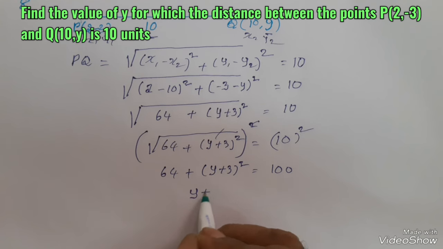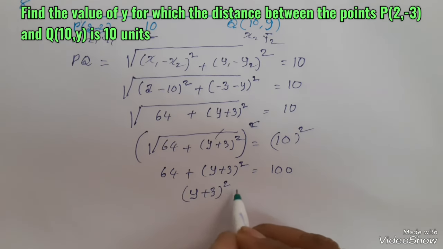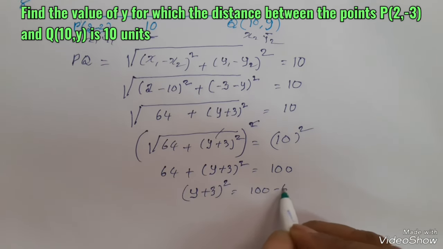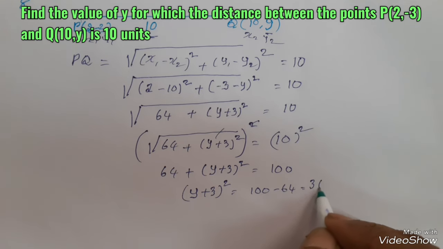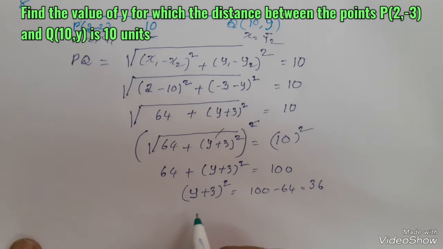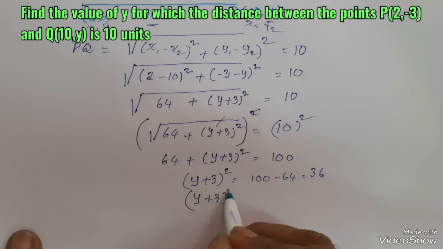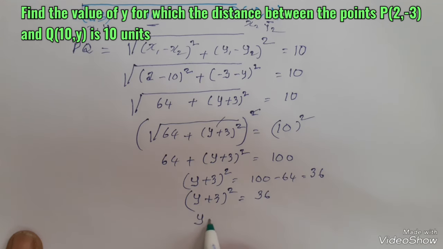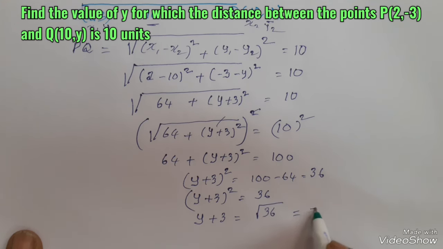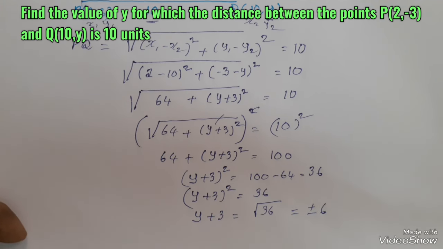Then (y plus 3) whole square equals 100 minus 64, equals 36. So (y plus 3) whole square equals 36. Now y plus 3 equals the square root of 36. It is plus or minus 6, since plus 6 into plus 6 is 36, and minus 6 into minus 6 is 36.